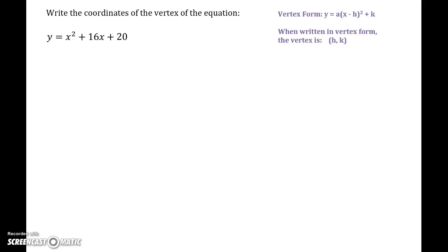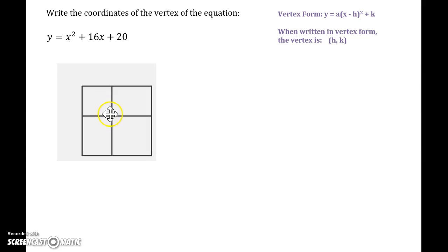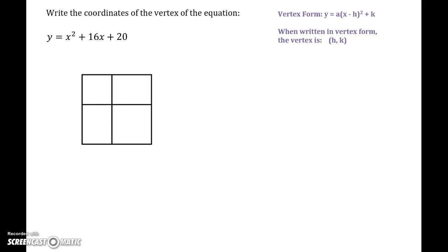In order to take an equation like y equals x squared plus 16x plus 20, you'll need to complete the square. One way to complete the square is by using an area model. An area model like this can be used, and because we know that our equation needs to have a perfect square part of it, like we see here, we know that the two sides of the area model here and here have to be equal in order for it to be a perfect square.